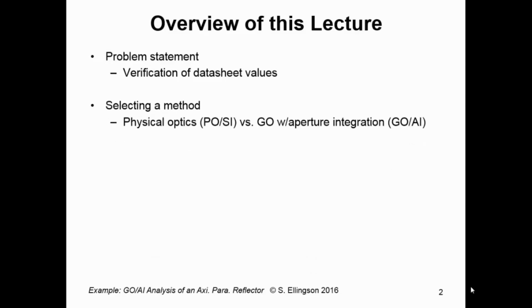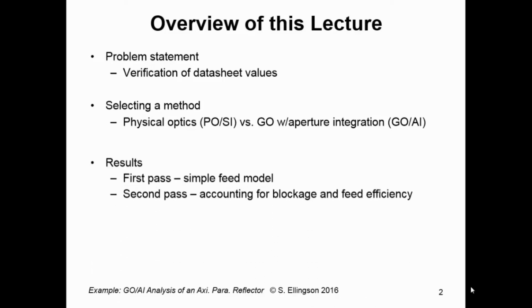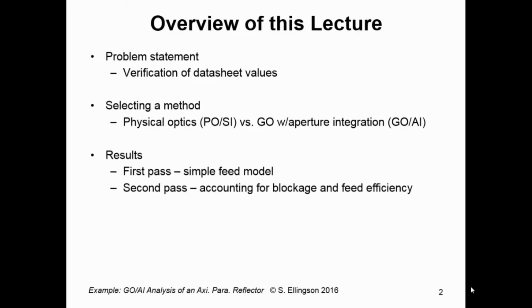We'll talk about how to select a method. And the two methods that will emerge here as natural choices will be physical optics surface integration and geometrical optics aperture integration. We'll end up going with the latter, and I'll explain why. Then I'll show you the results.